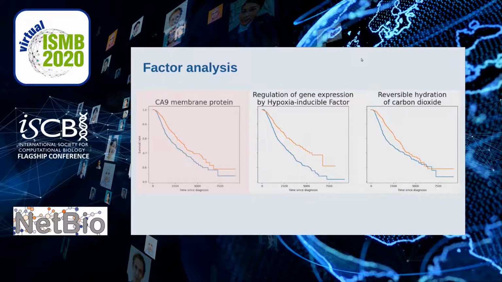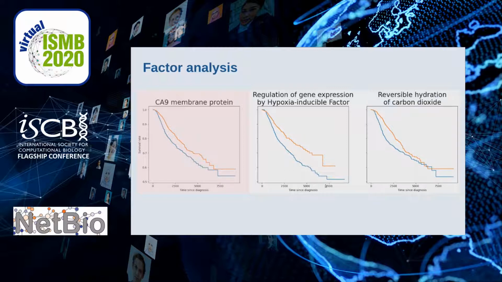You can see another good example here. We look at the survival plot for the gene CA9, membrane protein. By our Cox analysis, this gene has been found to be significantly associated with survival in the samples. On the right, we have two pathways in which this gene is present. One is regulation of gene expression by hypoxia-inducible factor, and the other is reversible hydration of carbon dioxide.